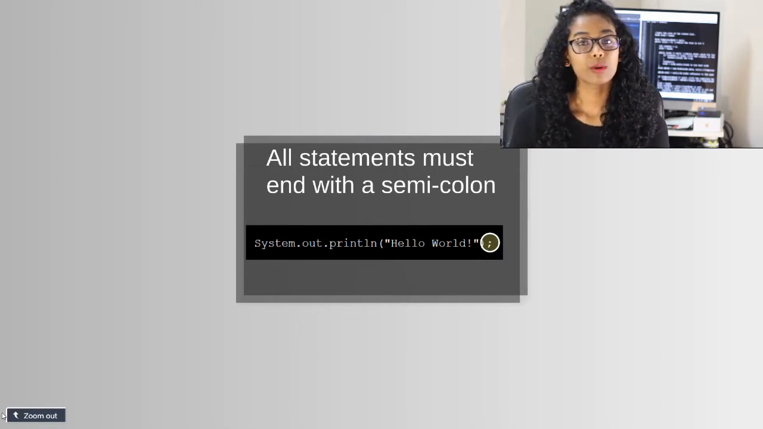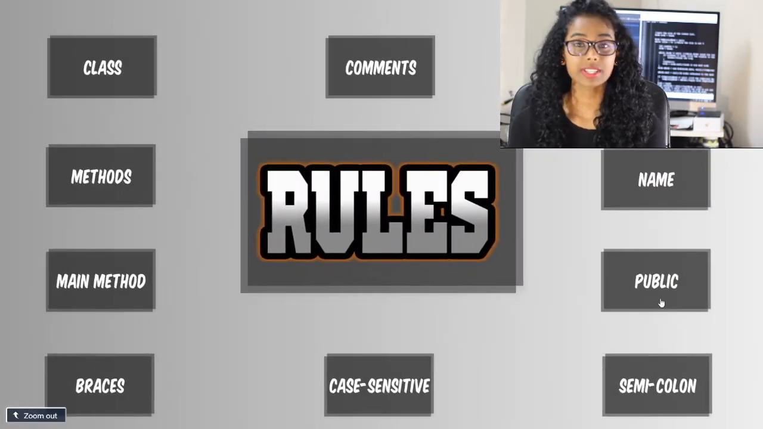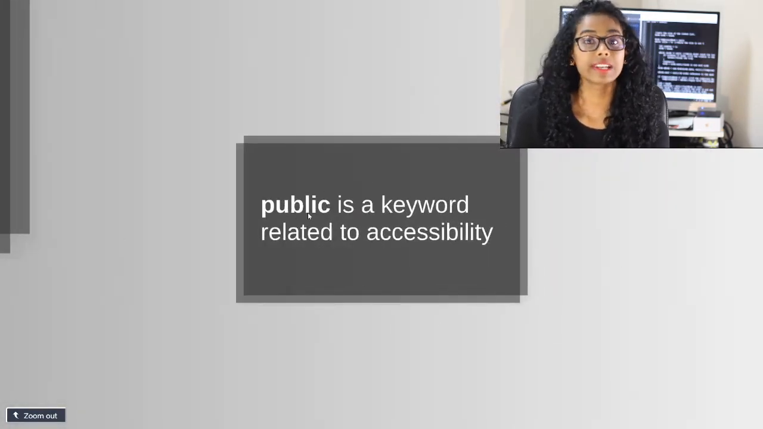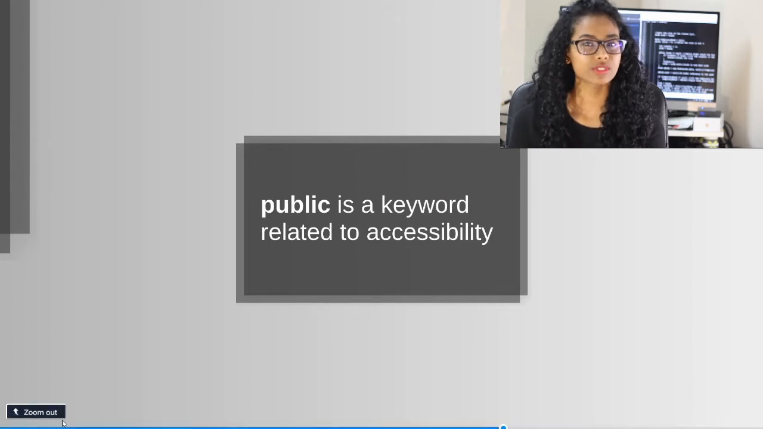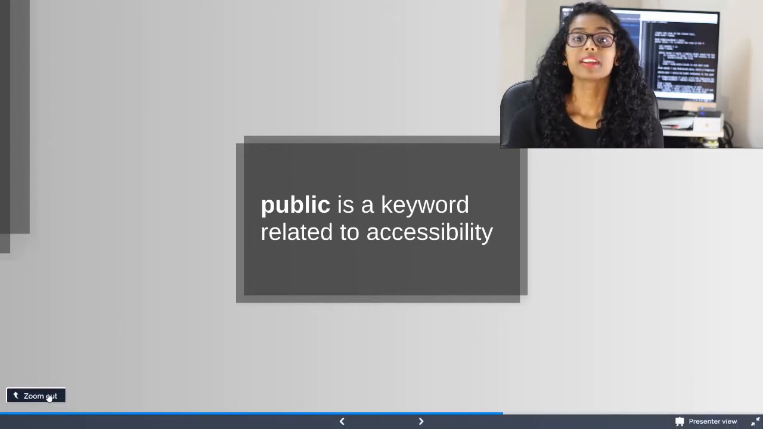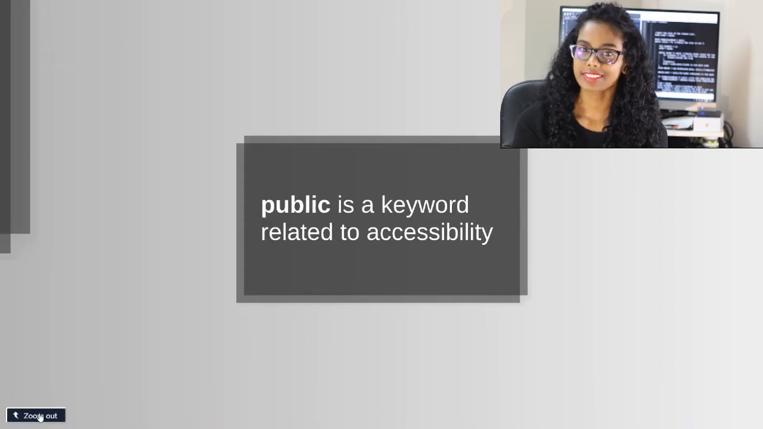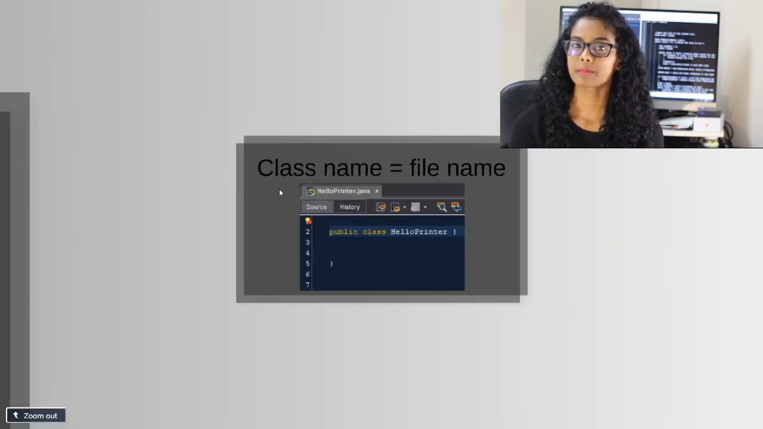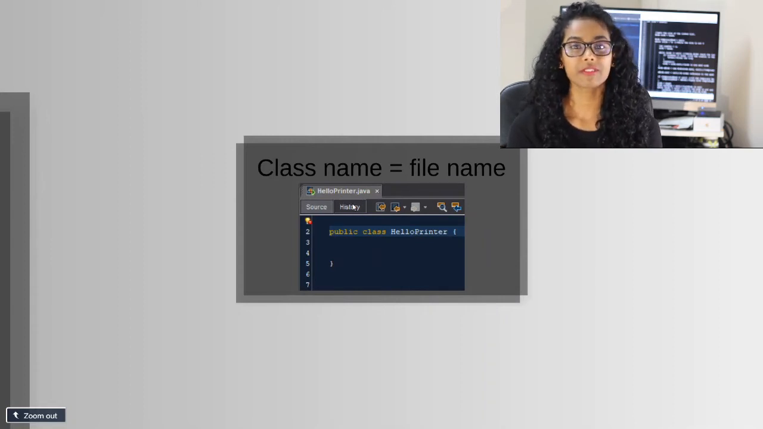Number 7 is that one of the classes in a program must be a public class. And public is a keyword that is related to accessibility, which we'll have to talk about in another video. Number 8, the name of the class and the name of the file should always be the same. In this example, the name of the class is helloPrinter and the name of the file is helloPrinter.java.